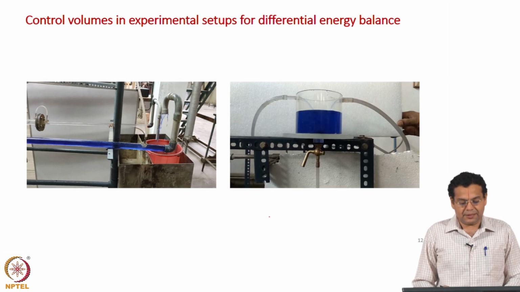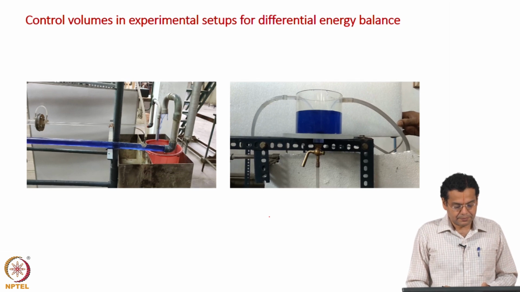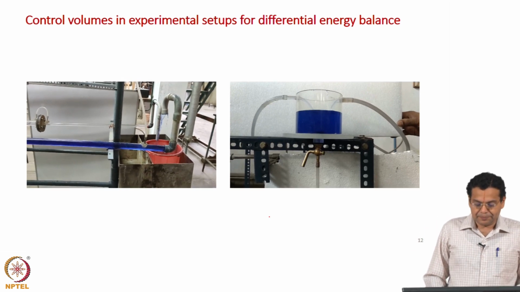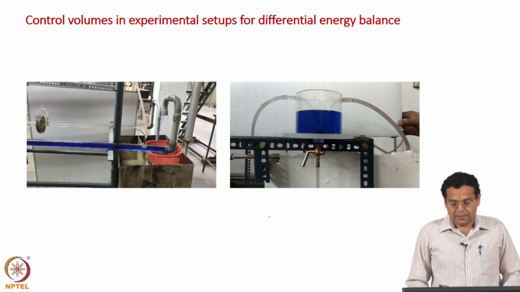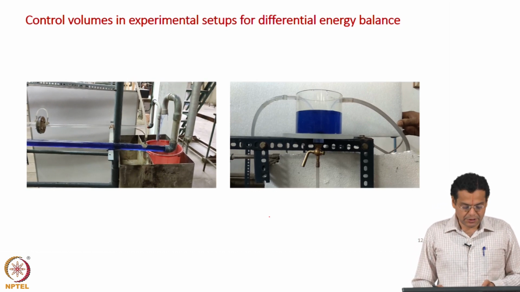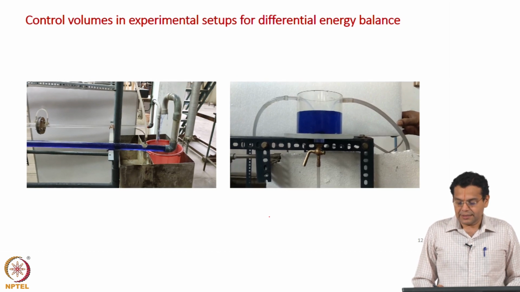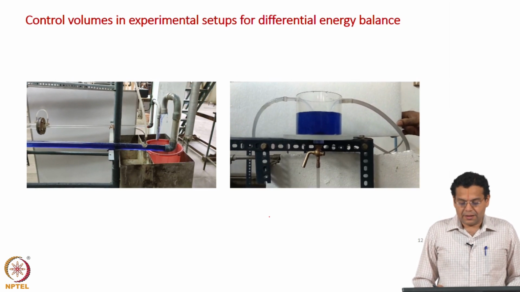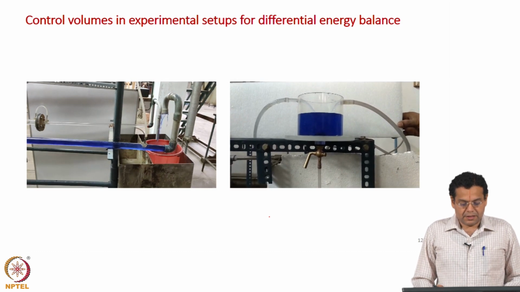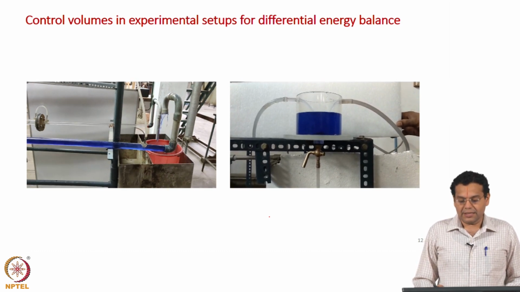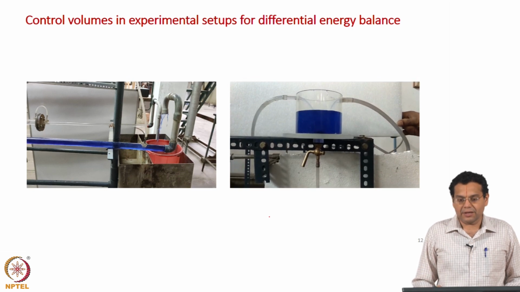The left hand side shows the flow through the pipe, and the right hand side setup shows flow through the tank. In the left hand side you have one inlet, one outlet, and in the case of the tank you have two inlets and then one outlet. Okay. Now, what is the control volume which you should imagine over which you are deriving the differential energy balance?